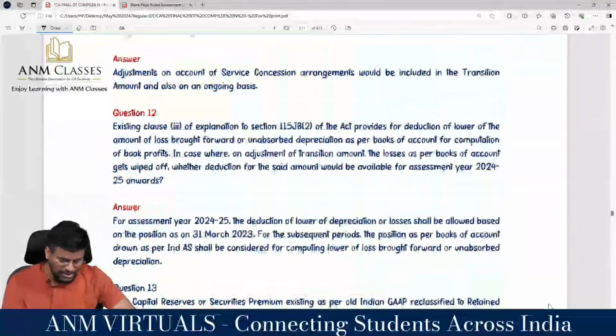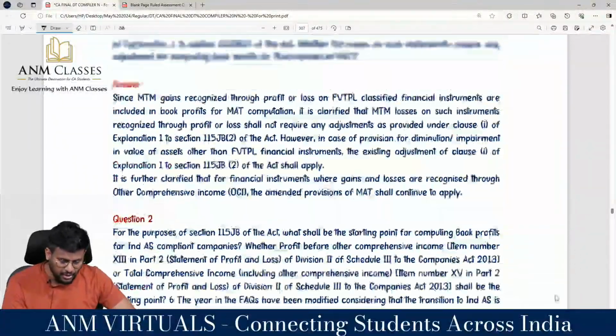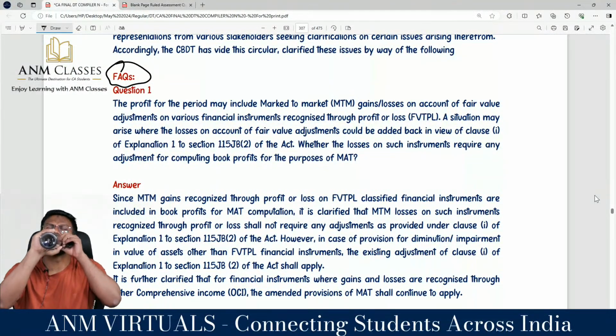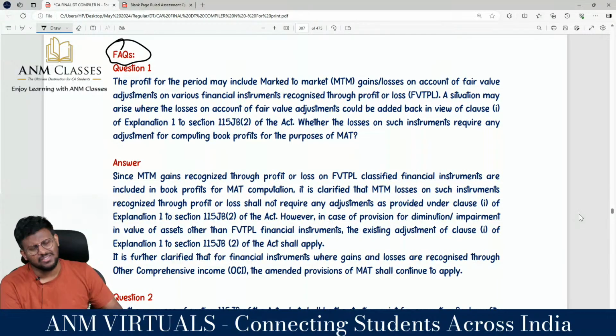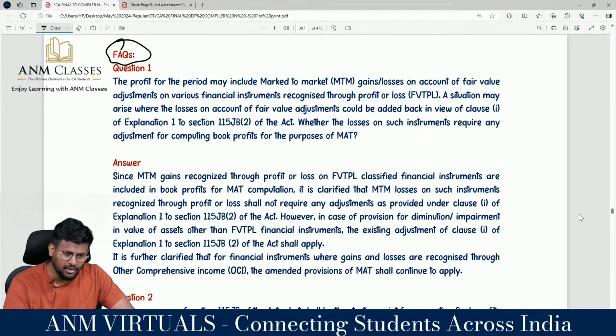So this is the one line summary of the MAT, my dear lovable students. In this we have given the FAQs. If you want, you can read these FAQs. Otherwise, straight away you can leave this. There is no compulsion that you should mandatorily read it. For example, I will read one question for you.